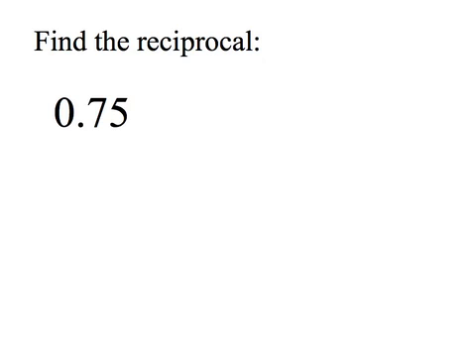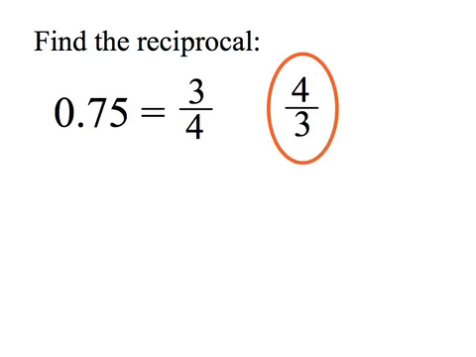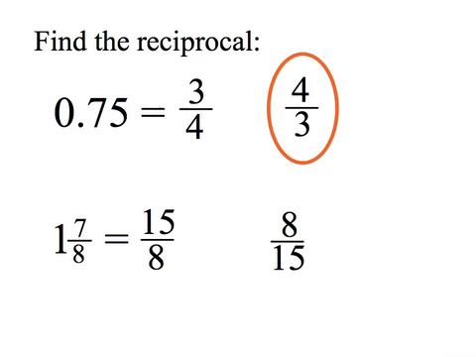Let's find the reciprocal of a decimal, 0.75. Well, that's 75/100ths, in lowest terms 3/4. And now we reverse the numerator and denominator. Our reciprocal is 4/3. Let's try another, a mixed number, 1 7/8. Let's change it to an improper fraction. We go 8 times 1 is 8, plus 7 is 15. We get 15/8. Reverse the numerator and denominator, so the reciprocal of 1 7/8 is 8/15.